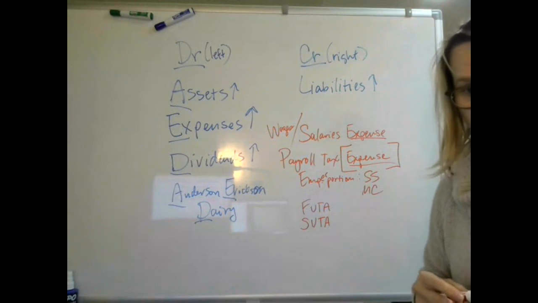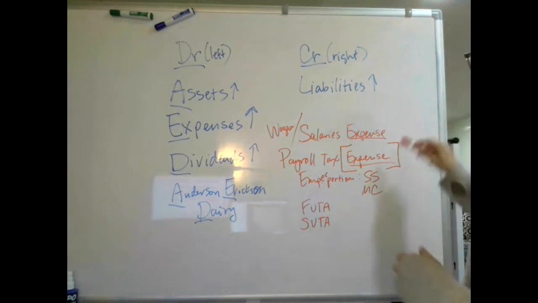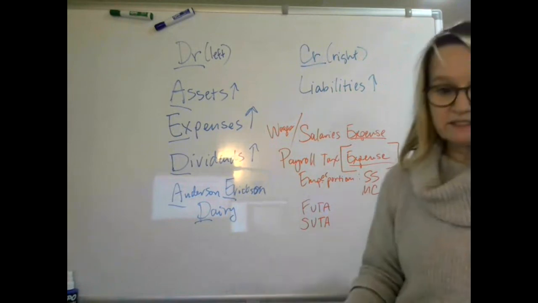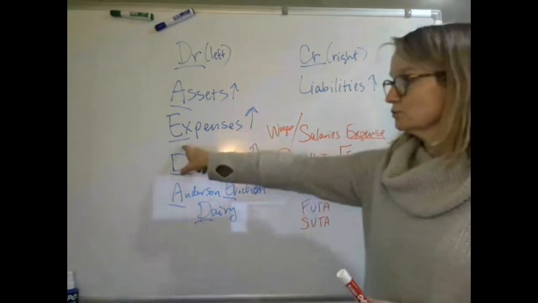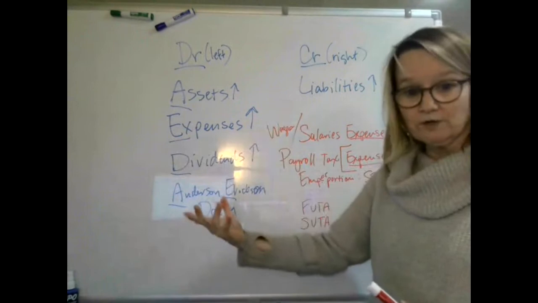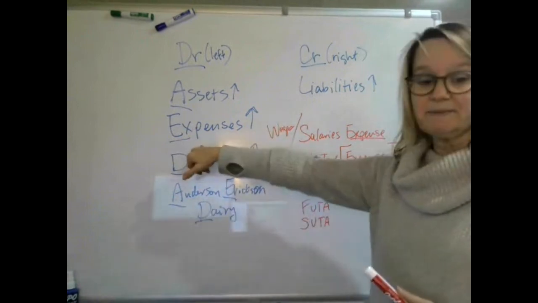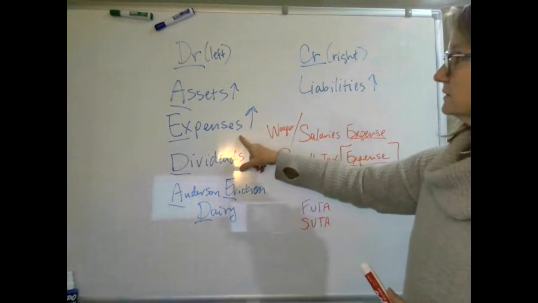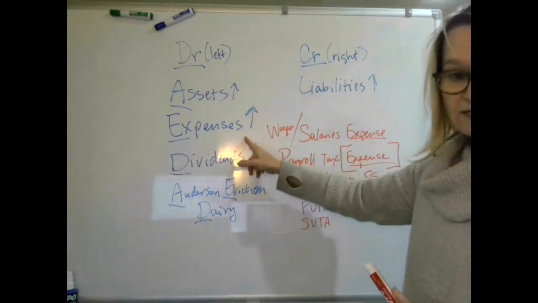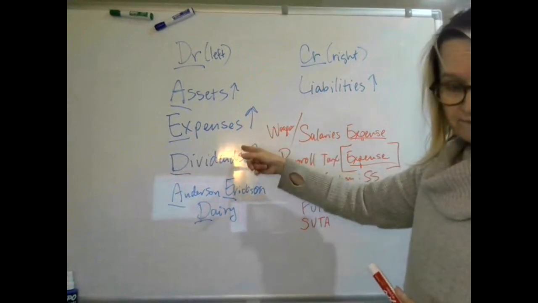Employer's portion of those taxes. Okay, so here's two major categories of expense accounts that we're going to use. Now, these are expense accounts, so that means we're going to debit them. When we incur these expenses, we're going to debit them because we're increasing the expense. Therefore, it's going to be on the left-hand side of our journal entry.